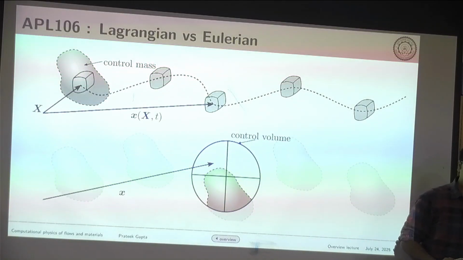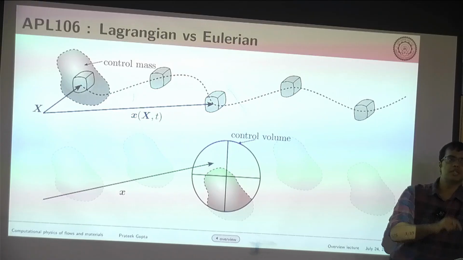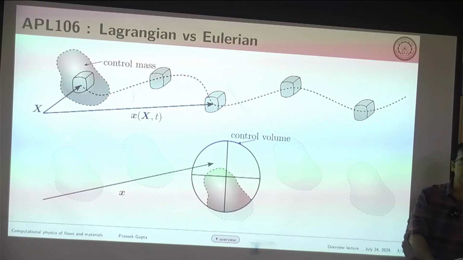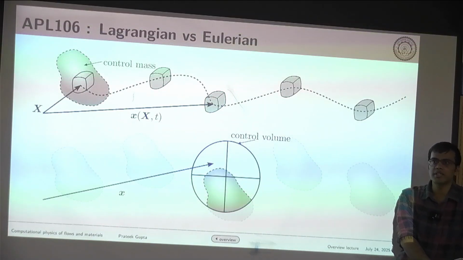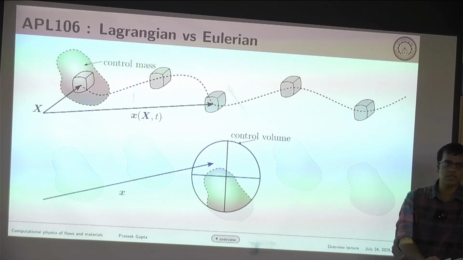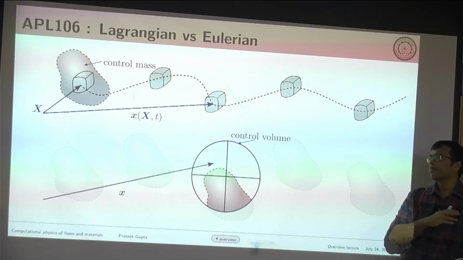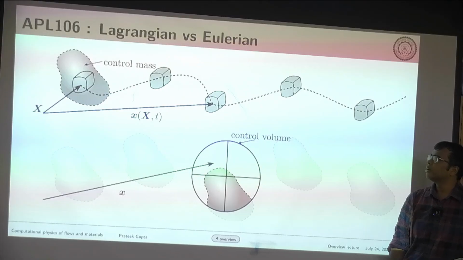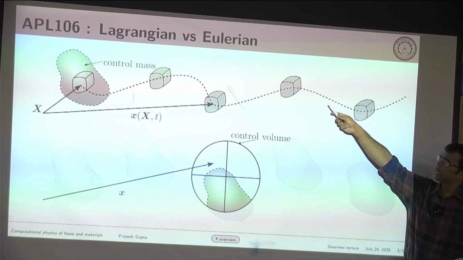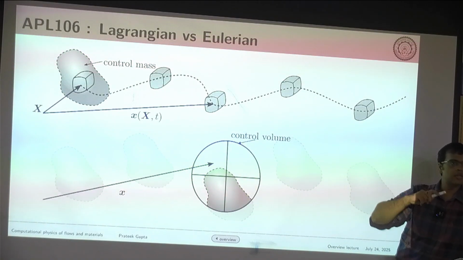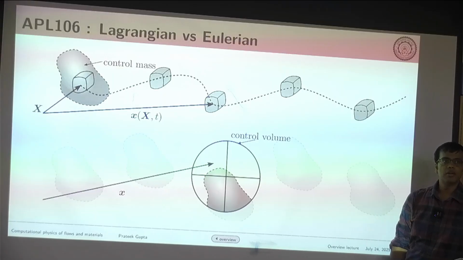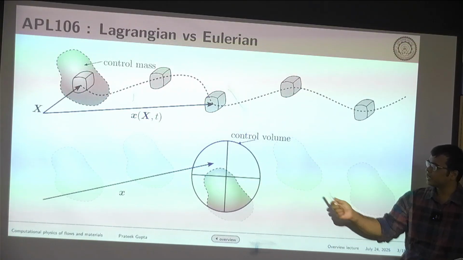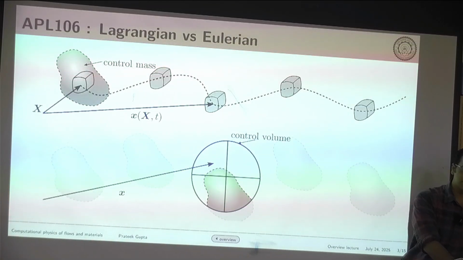On the other hand, of course, in reality it is not going to be a single point, it is going to be a collection of spatial points, and we call them a control volume. So, this is the basic distinction that was hopefully made in APL 106 for you, and the first technique of tracking the particle is called the Lagrangian technique, and the second technique is called the Eulerian. So, these are just names.